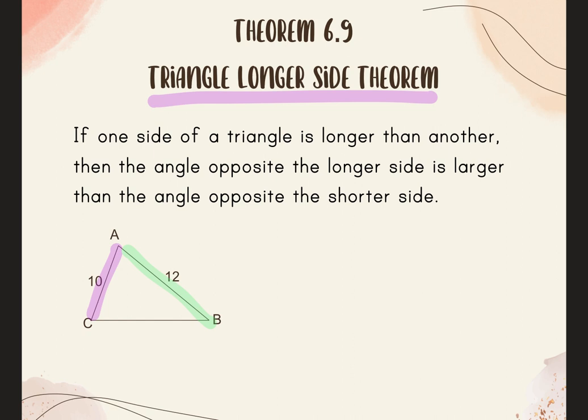And what this says is the angle opposite the larger side, so angle C, would be bigger than the angle opposite the smaller side, or angle B. Angle C would be greater than angle B, or vice versa. Angle B would be less than angle C.